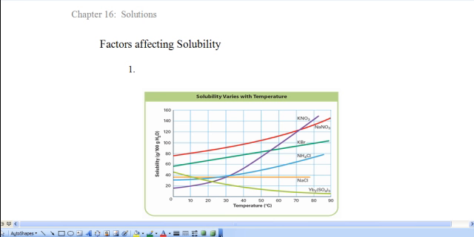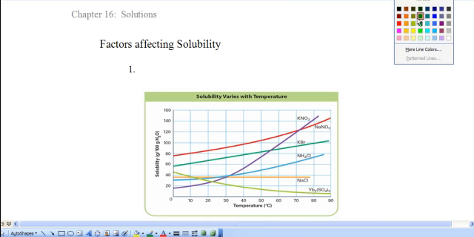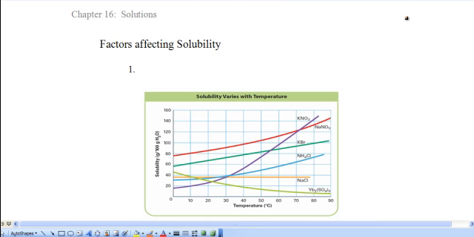In this particular podcast, we're going to take a look at the factors that affect the actual solubility, the amount of solute that can dissolve. Not necessarily the speed at which it dissolves, but how much can be dissolved. All right. So let's go ahead and change up colors. We'll go with an orange in this case. The first factor we want to talk about is temperature.